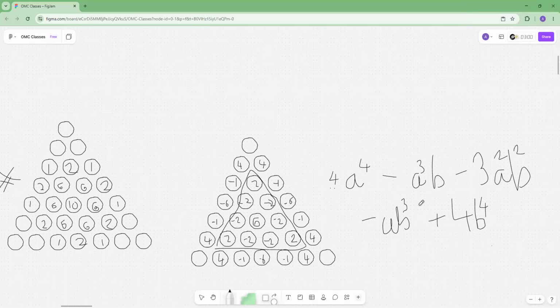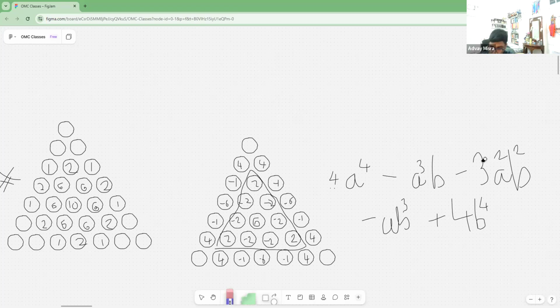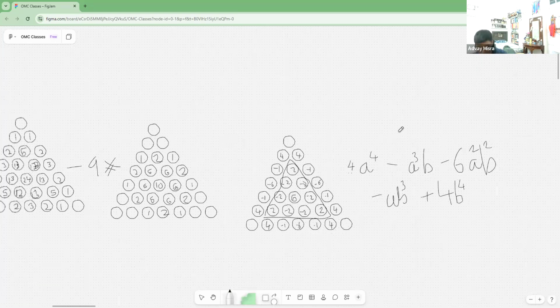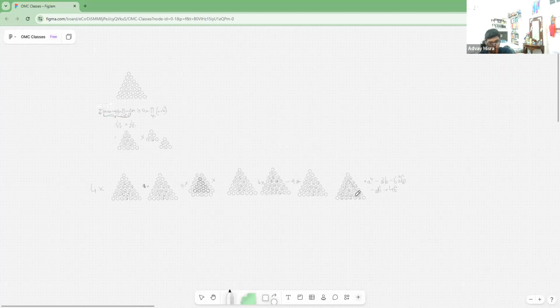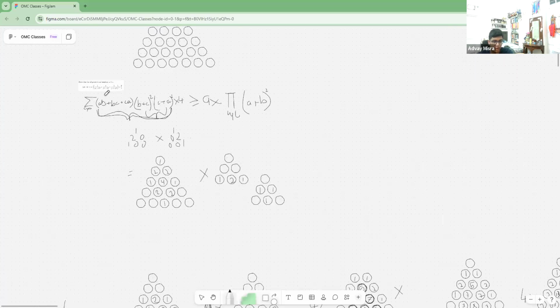Wait, isn't it minus 6a squared b squared? Yes, it is. Sorry, that was a mistake. Okay, yeah, no spoilers. So try this thing for a while. If we do this, then we are done, right? Because we can just add that to Schur's, and because this triangle being non-negative is equivalent to our original inequality, we'd be done.